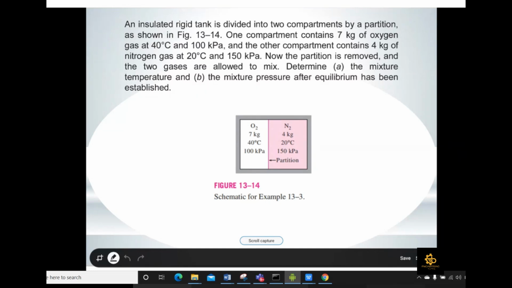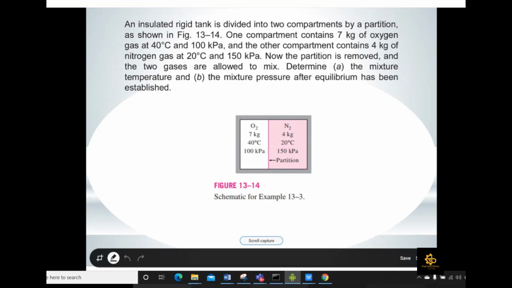Okay, so in this question, it is mentioned that an insulated rigid tank is divided into two compartments by a partition, which is shown in figure 13-14. One compartment contains 7 kg of total gas at a specific temperature and pressure mentioned over there, and the other compartment contains 4 kg of nitrogen at a specific temperature and pressure, which is also mentioned over there.